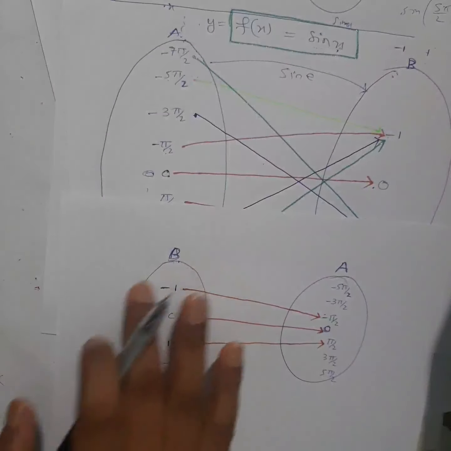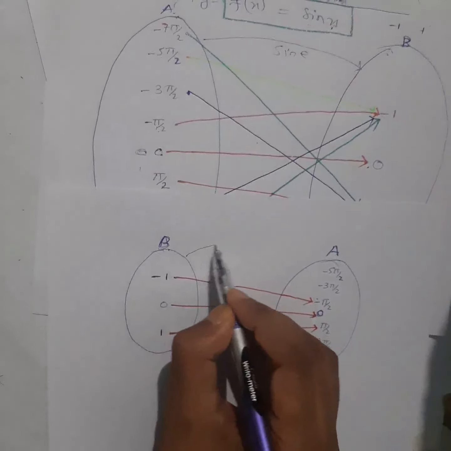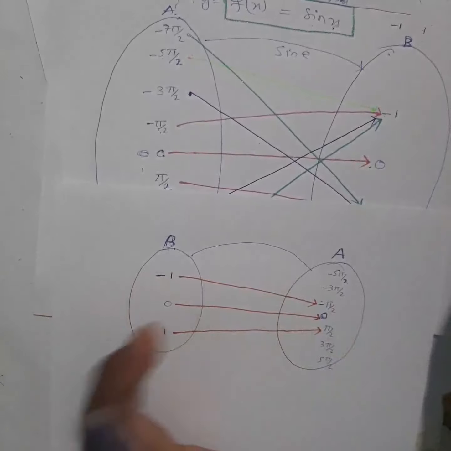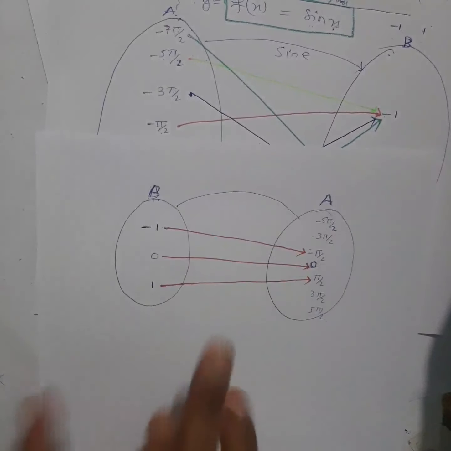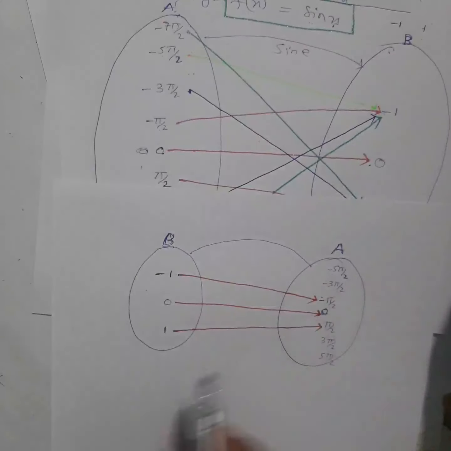So inverse of this one first we will find out. So what will be the inverse? B will become domain here, A will become codomain. So I have drawn like this. Okay, so this will be your inverse. Now I didn't say the inverse function. Okay, so for that you need to check.